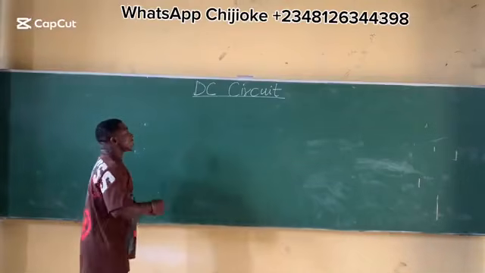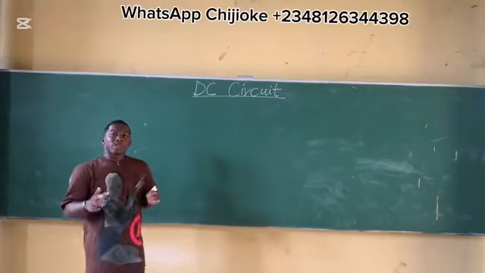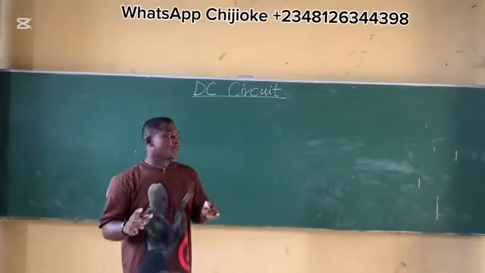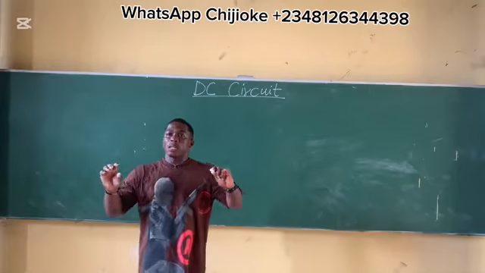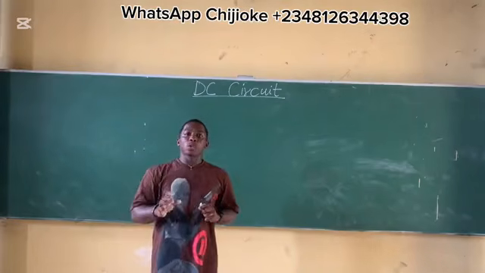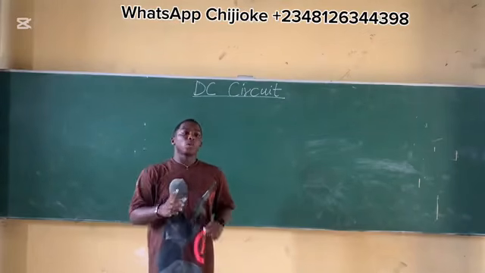Definition of DC circuit. What is a DC circuit? There are actually two types of circuits in physics. Number one is called the open circuit. Number two is called the closed circuit.